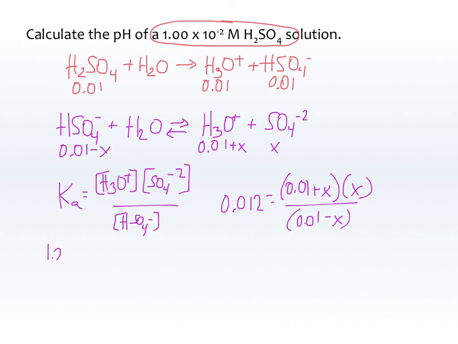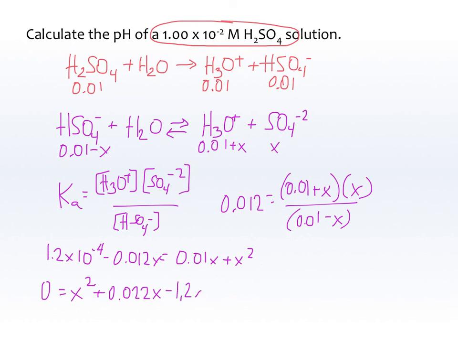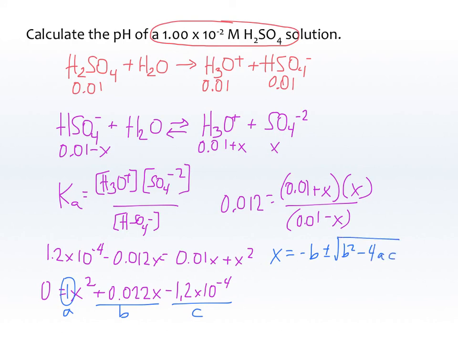I end up with 1.2 times 10 to the negative 4 minus 0.012x equals 0.01x plus x squared. Putting all the like terms on the same side, 0 is equal to x squared plus 0.022x minus 1.2 times 10 to the negative 4. So that A is equal to 1, B is equal to positive 0.022, and C is equal to negative 1.2 times 10 to the negative 4. x is equal to negative B plus or minus the square root of B squared minus 4AC all over 2A. So we'll have to plug all this into the quadratic equation.